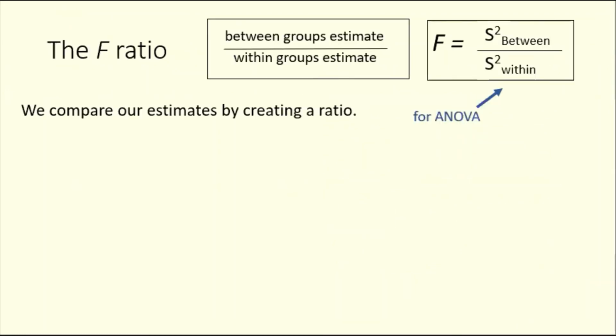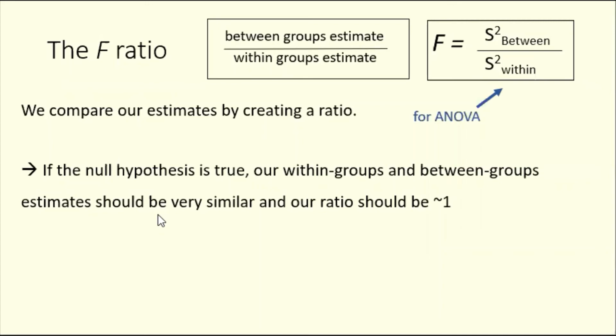And here, this is our last step of step 4. And so we're going to get our F ratio, and this is our sample score. And here we're going to compare our estimates by creating a ratio. And this ratio is going to be our between groups estimate of the population variance divided by our within groups estimate of the population variance. And if you can't remember which one is which, I like to remember that the B for between is on top and the W for within is on the bottom because B comes before W in the alphabet.